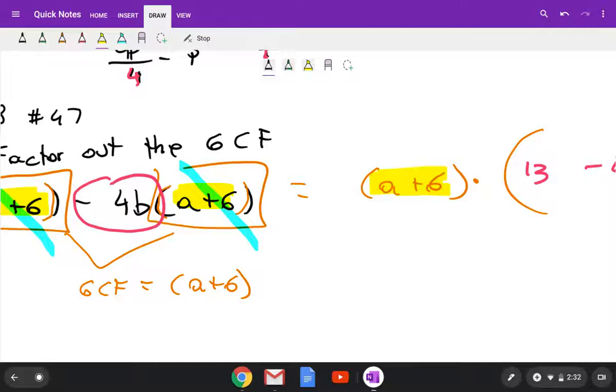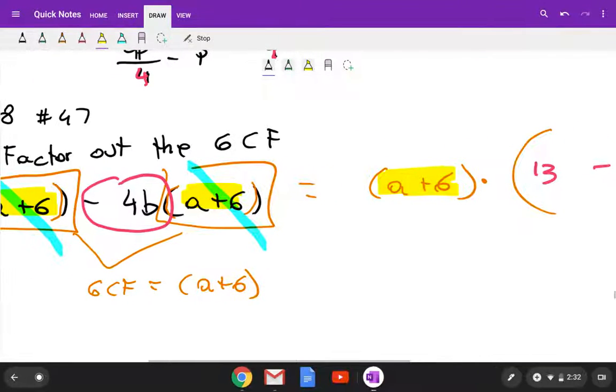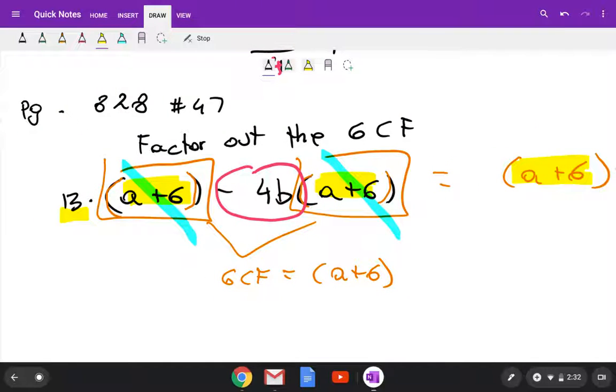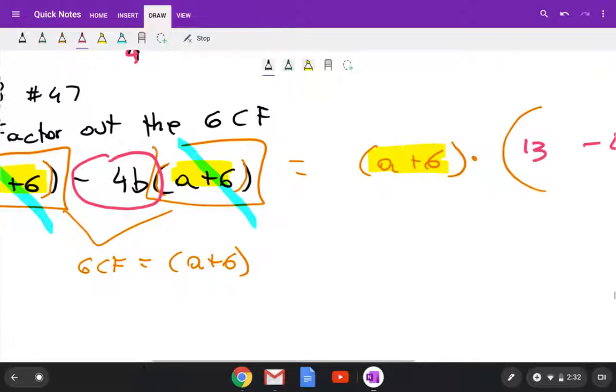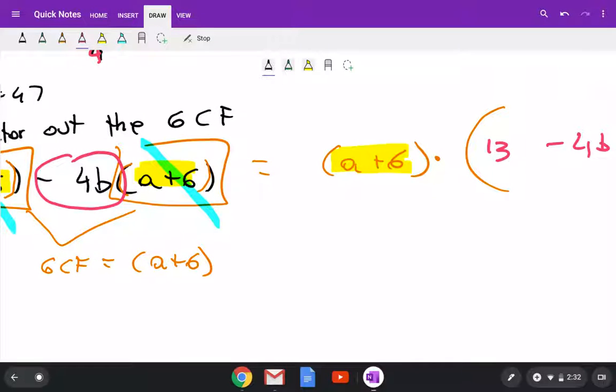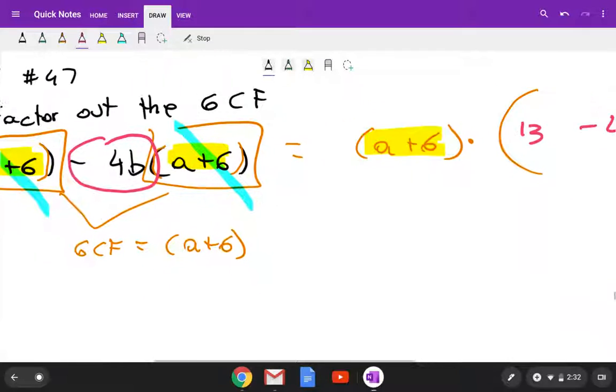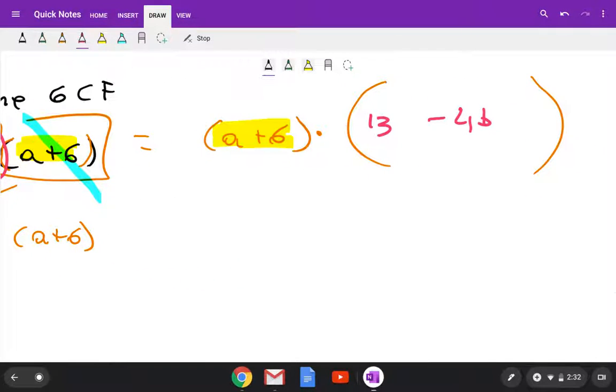And then times, you open the new parentheses and you put in the leftover, which means if I factor a plus 6, the remaining expression is 13. That's why in the second parenthesis you see the 13. And if we factor a plus 6, what goes inside of the second parenthesis? The expression which was in front of a plus 6, which is negative 4b. That's why you see here negative 4b, and that's your final answer.